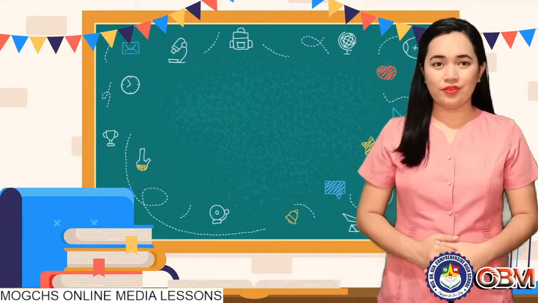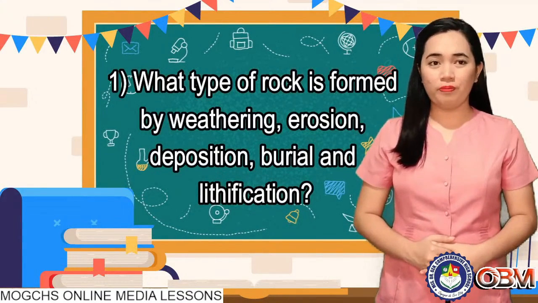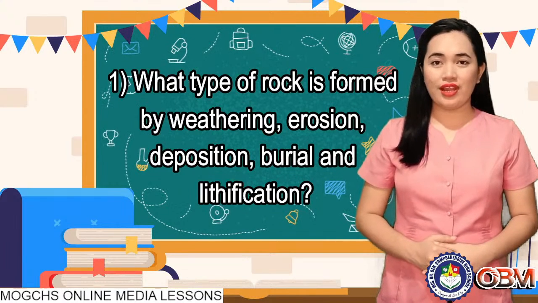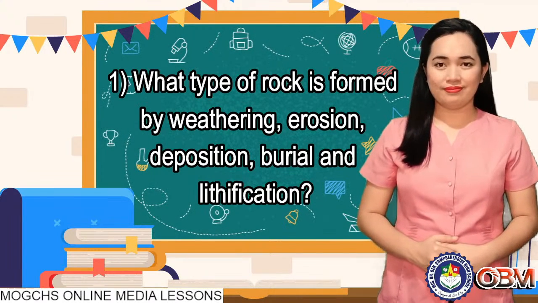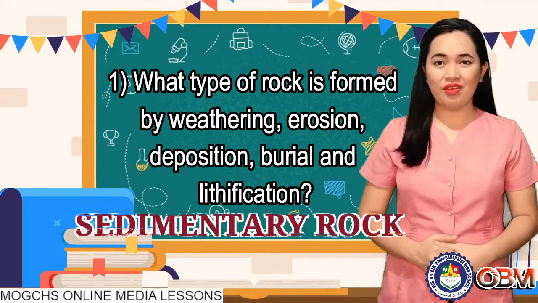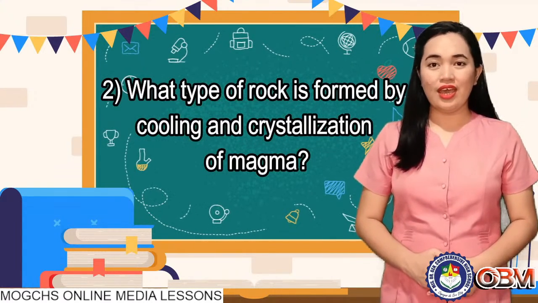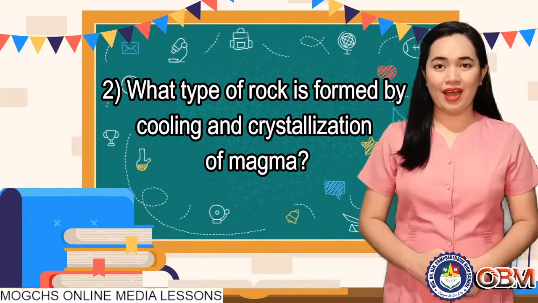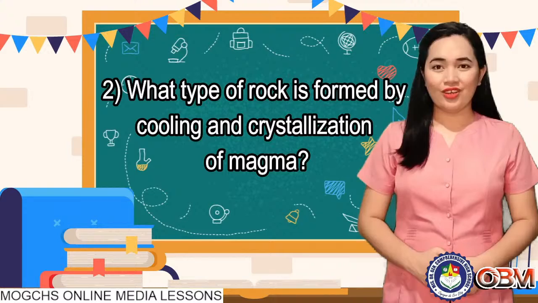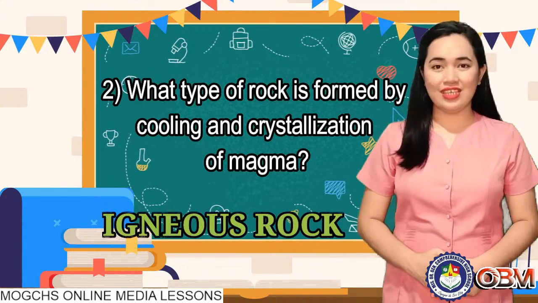First question. What type of rock is formed by weathering, erosion, deposition, burial, and lithification? Correct! The answer is sedimentary rock. Second question. What type of rock is formed by cooling and crystallization of magma? Correct! The answer is igneous rock.